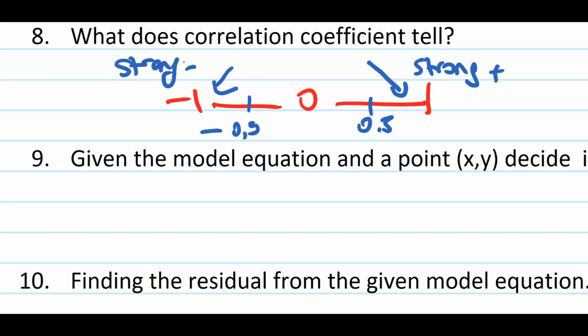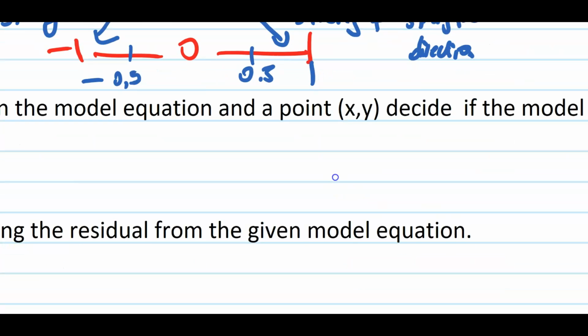And we need to let the reader know if it is linear. So there are a couple of things that you need to mention: linear, strength, and direction. Direction comes from the sign: if R is negative, the direction will be negative; if R is positive, positive. If R is greater than 0.5, closer to 1, that will be strong. If R is between -1 and -0.5, again, it will be strong.